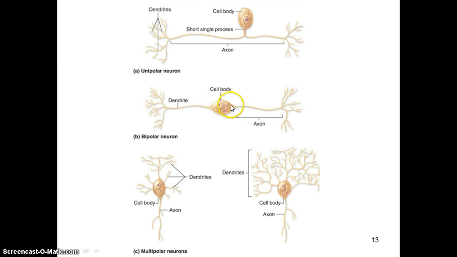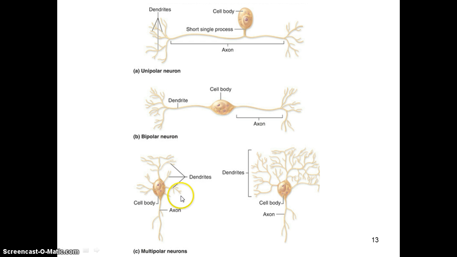A bipolar neuron is shown here, and here you can see there are two processes extending from the cell body. One process is the dendrite, the other process is the axon. So this is characteristic of sensory neurons for our special senses. So we have bipolar neurons for vision, for smell, for taste, for hearing, and for equilibrium or balance.